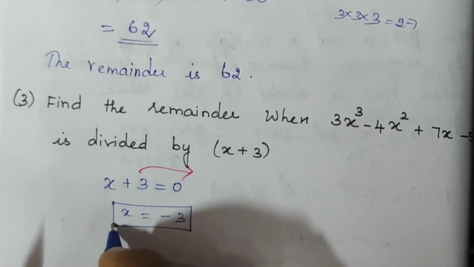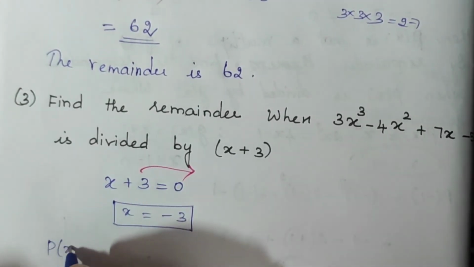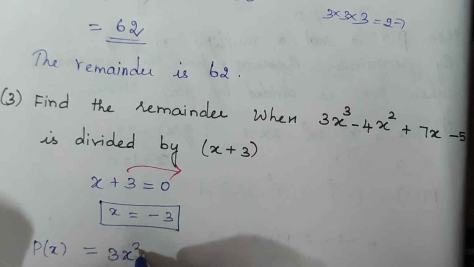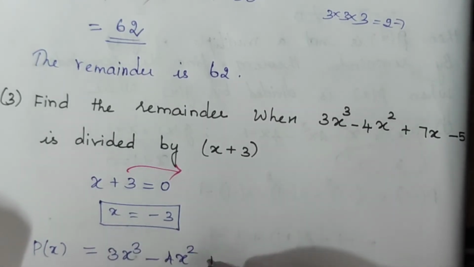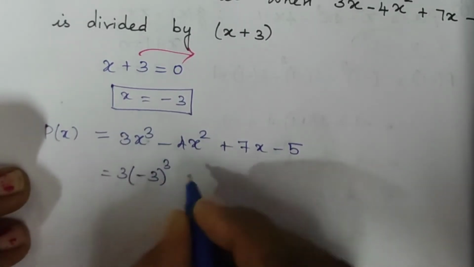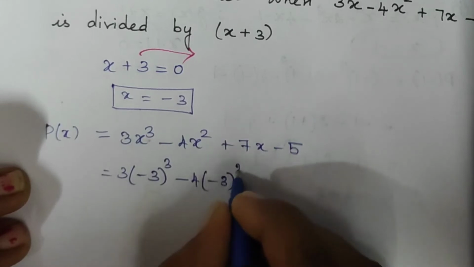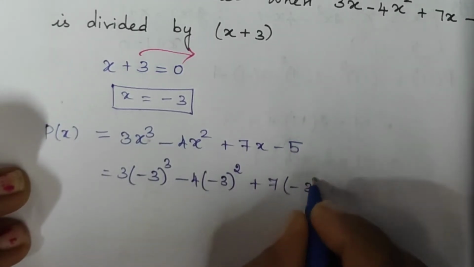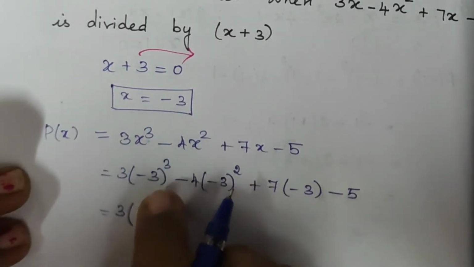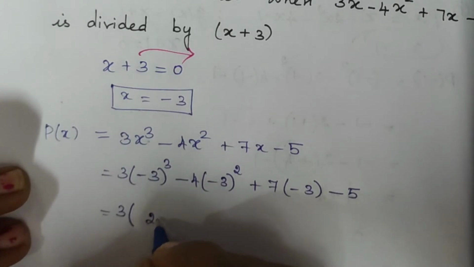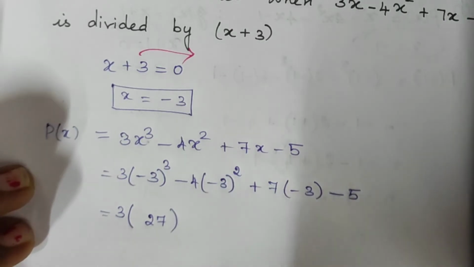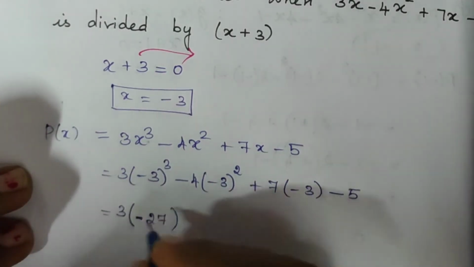Now substitute. Consider this polynomial as p of x. So 3x cube minus 4x square plus 7x minus 5. So 3 into minus 3 cube minus 4 into minus 3 square plus 7 into minus 3 minus 5. So 3 into 3 cube is 27, and 3 times you have to multiply the minus sign. So minus into minus is plus, plus into minus is minus. So you'll get minus 27 here.